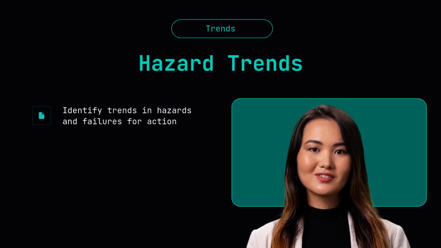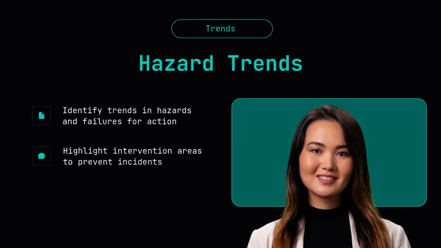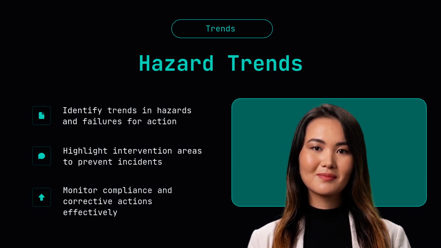Identify trends in hazards and maintenance failures. Highlight areas needing intervention to prevent incidents. Monitor compliance and track corrective actions. Implement preventive measures based on audit findings. Update schedules and train staff for continuous improvement.